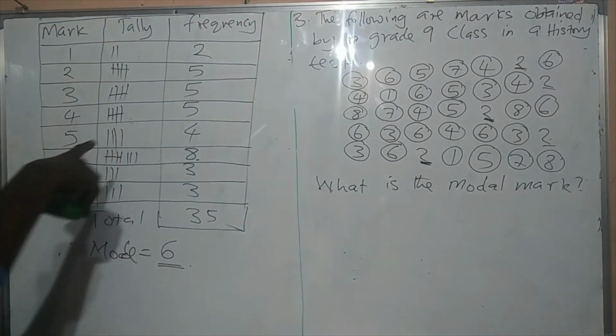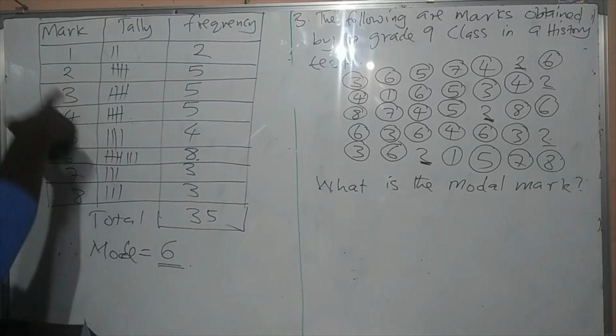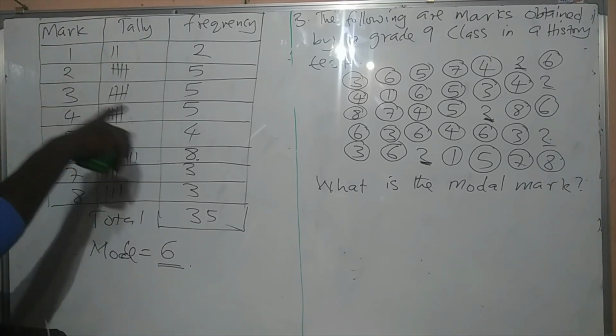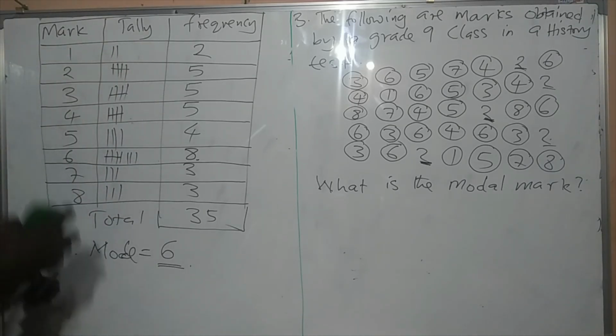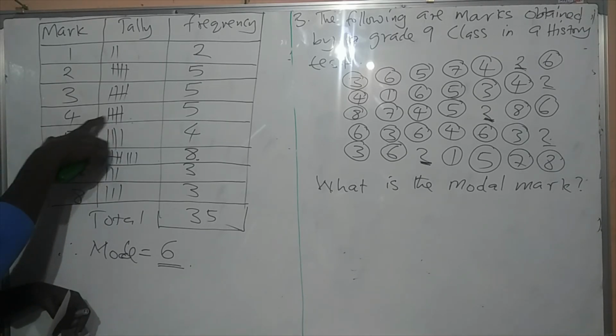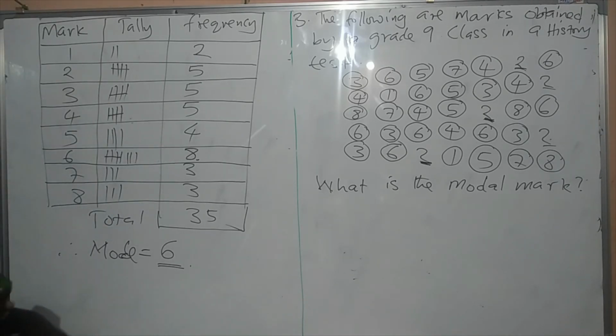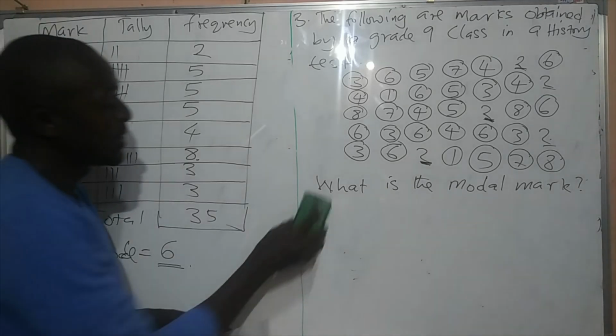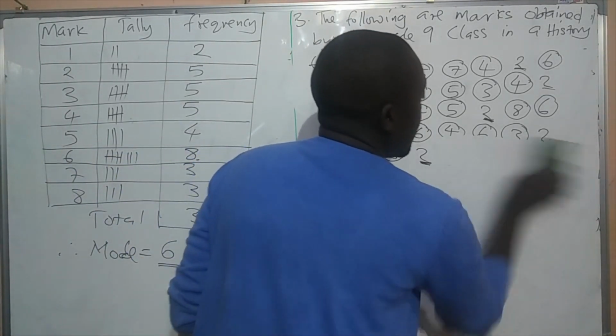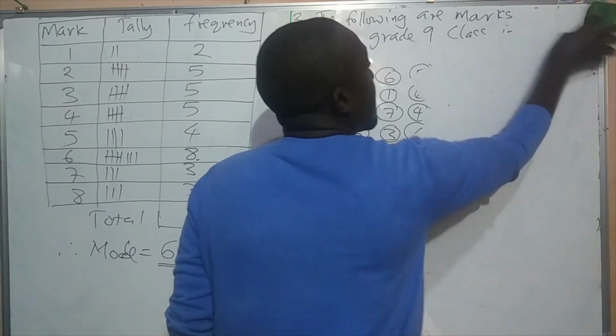Okay, so this is how you construct a frequency table. Just put mark, 30, and frequency, and then start counting them. Then you remember when you have 5 here, you put 4 lines and then you cross. That is how you construct a frequency table. So let's go to the next one.